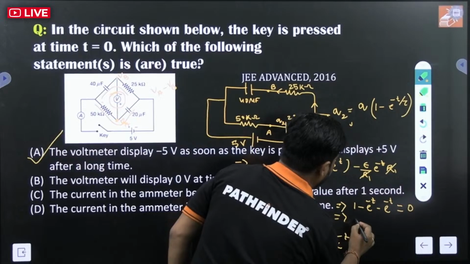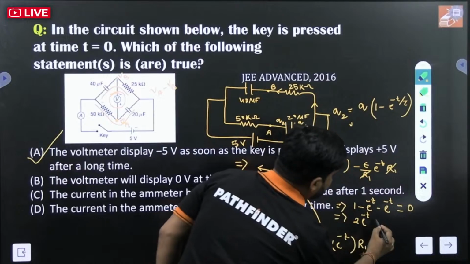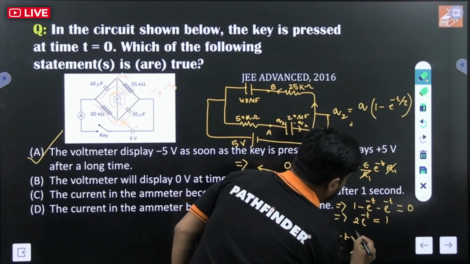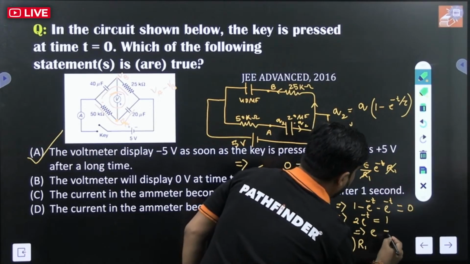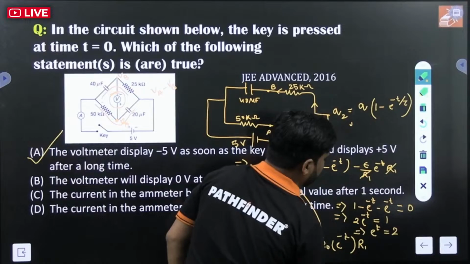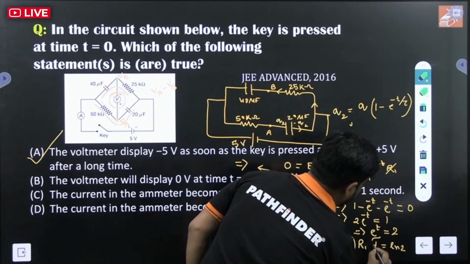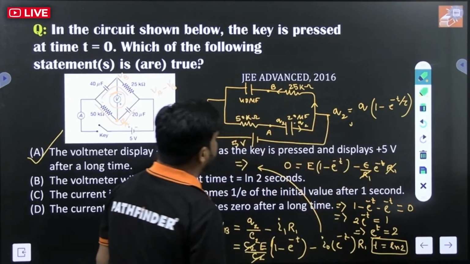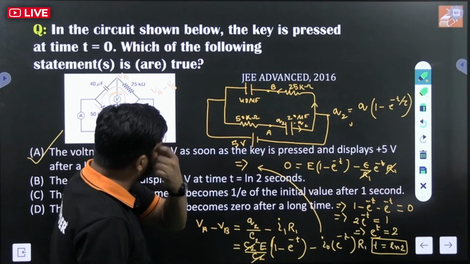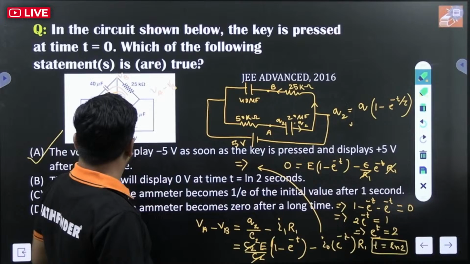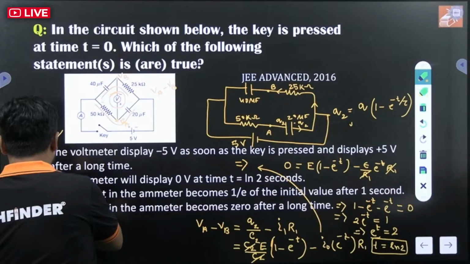So from here, 2 e raised to minus t is equal to 1. So e raised to t will be equal to 2. So t is equal to ln 2, you are going to get. T is equal to ln 2. So at what time is the potential difference across the voltmeter 0? It is ln 2. So at ln 2 time the voltmeter will display 0 volt. So option number 2 is also correct.